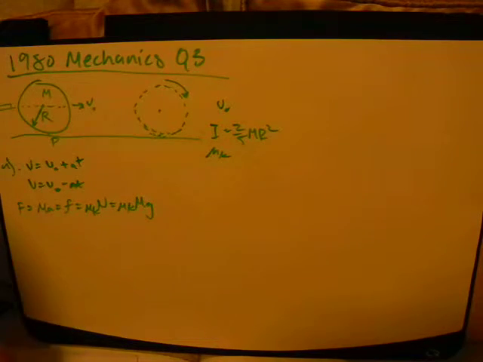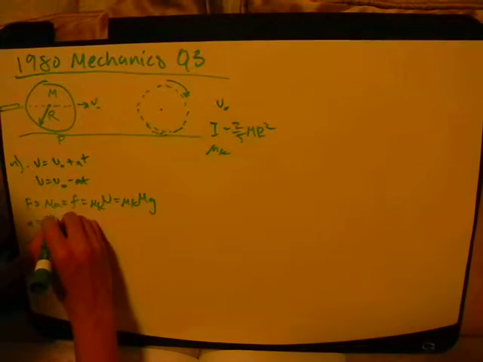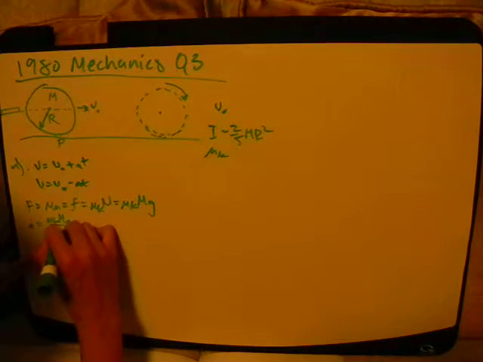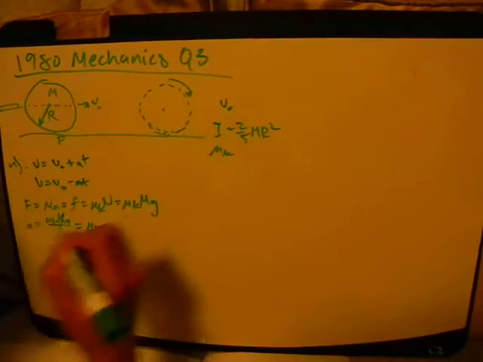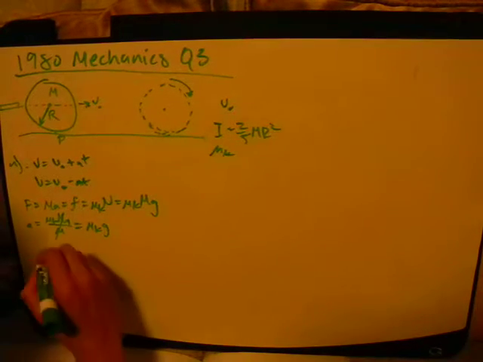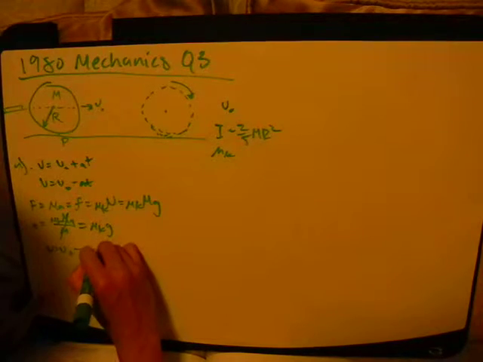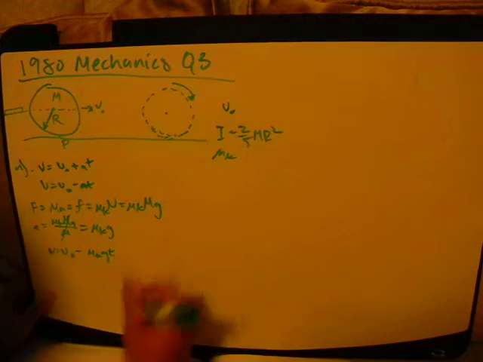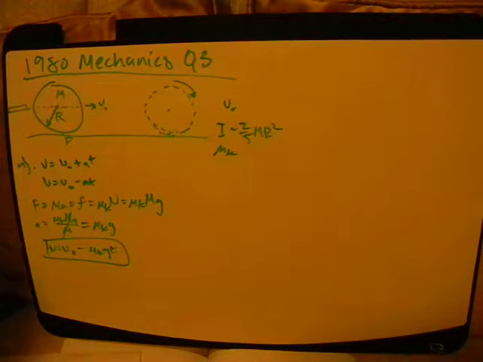Setting these equal, we get A is equal to mu k mg over m. The m's cancel out, so we have mu k times gravity. Plug that in, simple as that. V equals v naught minus mu k g times time. That is v. Okay, so B.